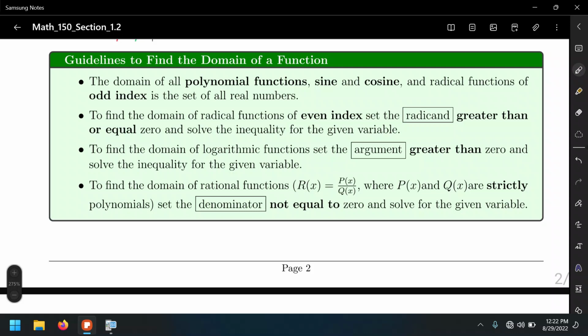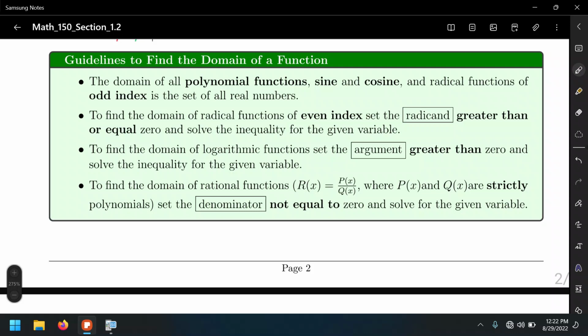They also had non-restricted domains, and that's what we have on the first part of the guidelines. Whenever we have polynomials and the trigonometric functions sine and cosine and radical functions of odd index, as we already discussed from the different shapes that we covered in the previous page, all you have to write down is all real numbers, no more, no less.